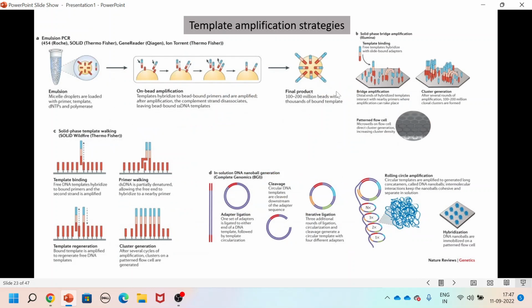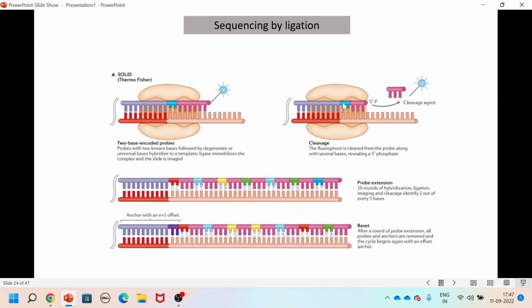So this is the amplification step, where we can either amplify using emulsion PCR or solid phase bridge amplification PCR. These two are the most common. After this, we need to sequence our DNA. So the first is sequencing by ligation.